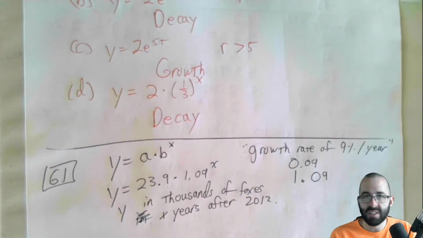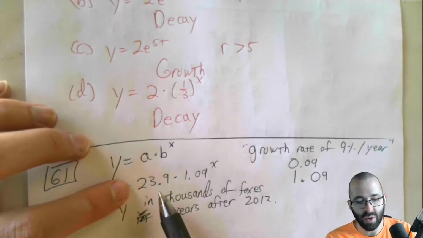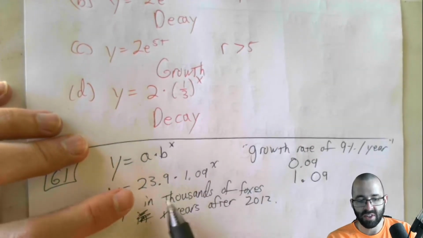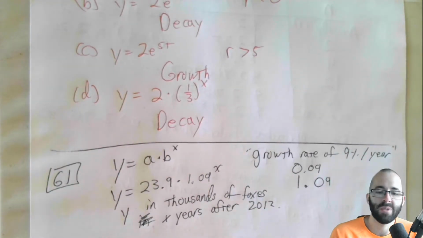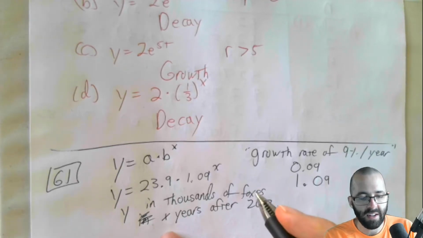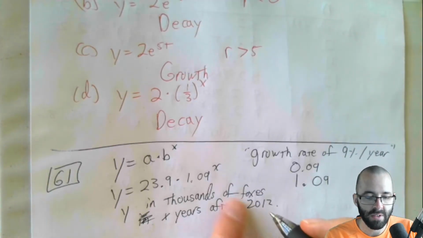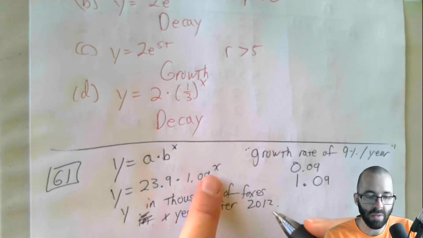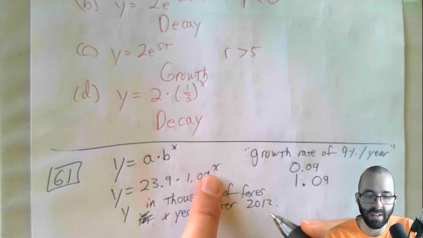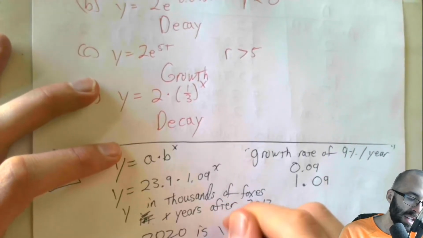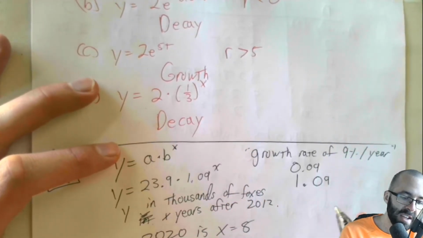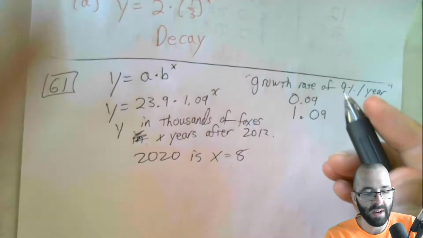So if we say 23.9 is our starting amount, that's saying thousands. If you want to write 23,900, then you would just say this is how many foxes you have. But I don't like writing zeros. And then it's X years after 2012. So when X is 0, that's 2012. When X is 1, that's 2013. So 2020, that's when X is equal to 8, 8 years after 2012.